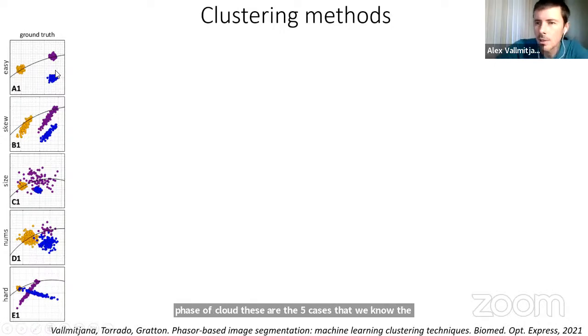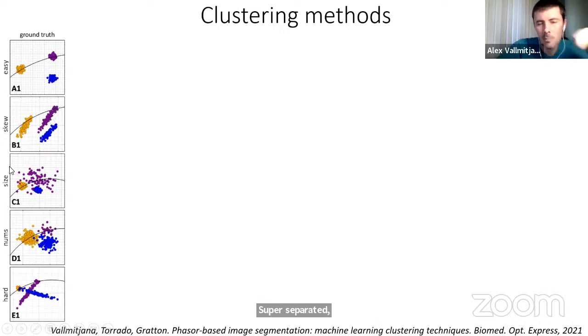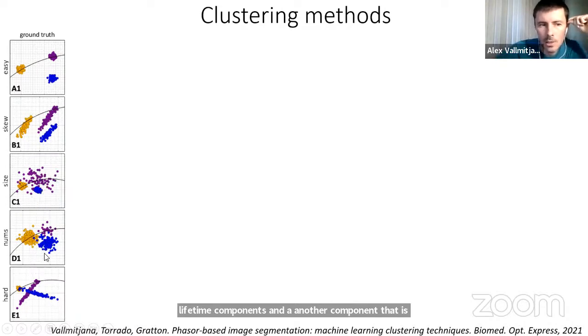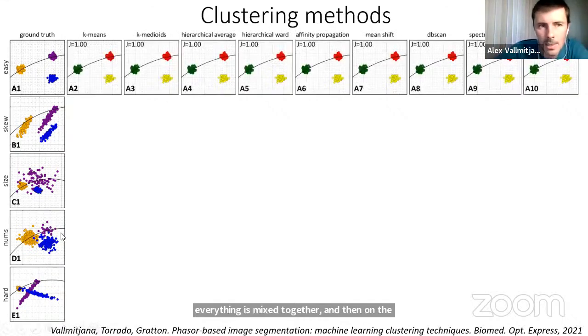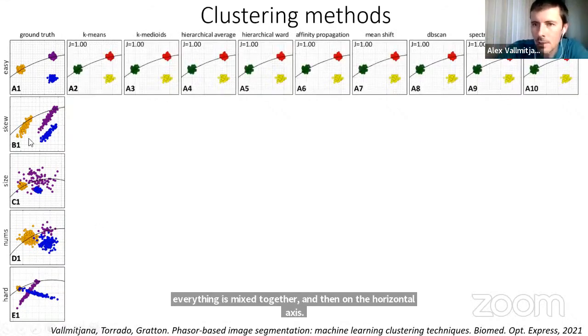An easy case where clusters are super separated. A skewed case, which would be, say, some lifetime components and another component that is pulling everything down to the origin. Cases in which you have a big cluster overlapping smaller clusters, or lack of points, or a hard case where everything is mixed together. And then on the horizontal axis, I'm testing against all the different methods in the literature.